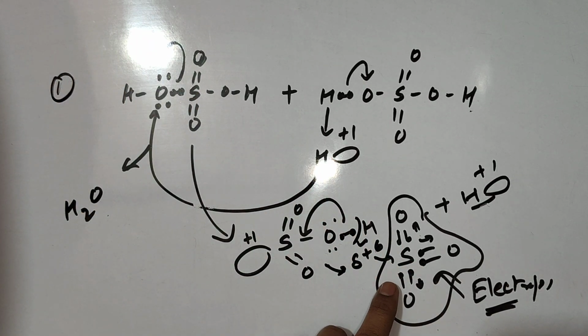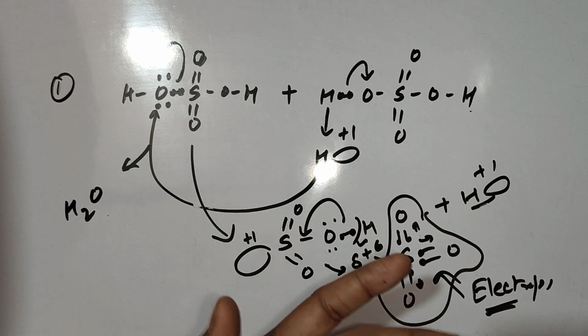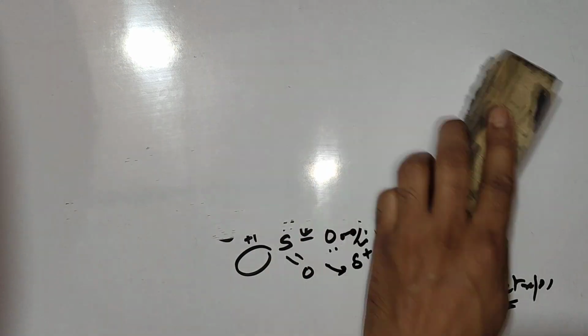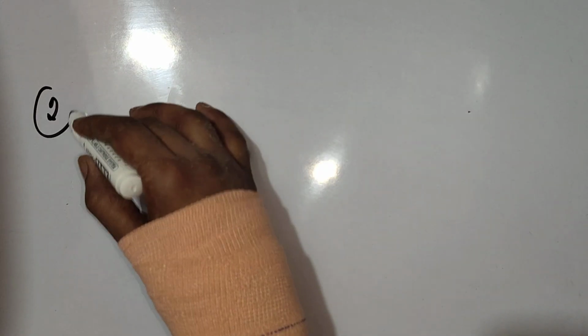This is the first step of the mechanism. The electrophile is generated. Now the electrophile wants electrons. Who can provide electrons? The benzene ring of the phenol. Second step.